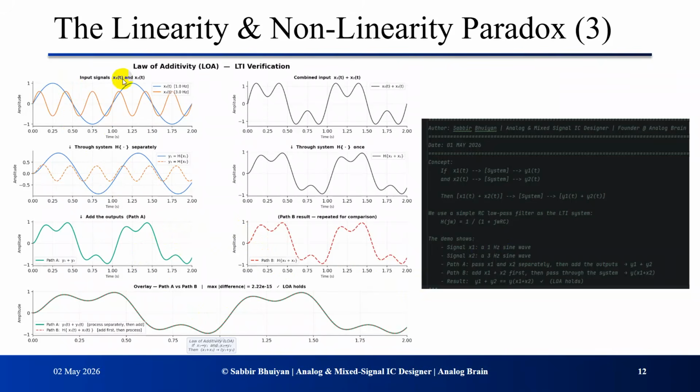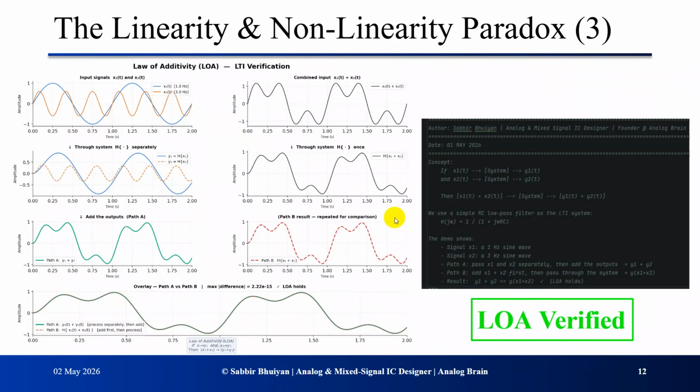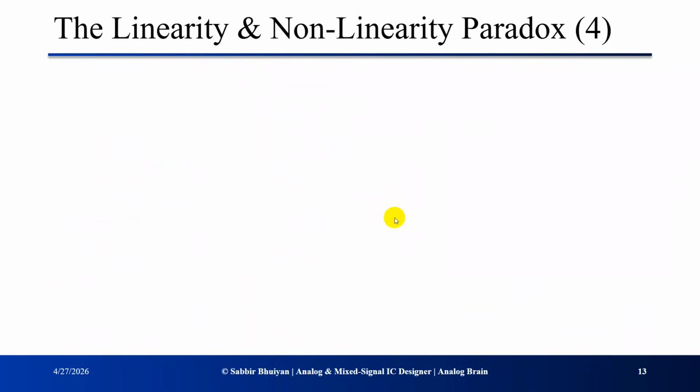So these are the input signals x1(t) and x2(t): x1 is 1 Hz, x2 is 3 Hz. They go through the system separately, and this is the combined input through the system. This is path A and this is path B. We see the results are almost the same, and when we overlay path A and path B together, there is not much difference. This is the verification of the law of additivity, so we can say the law of additivity is verified.